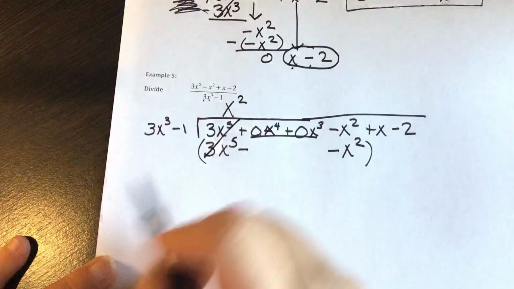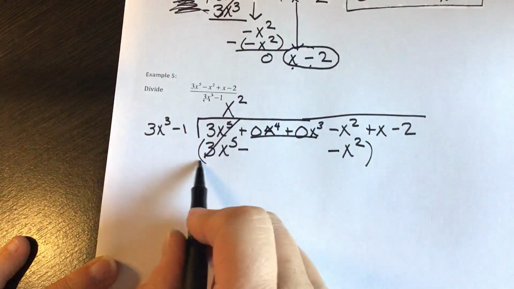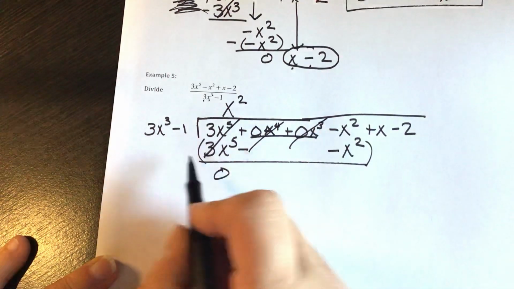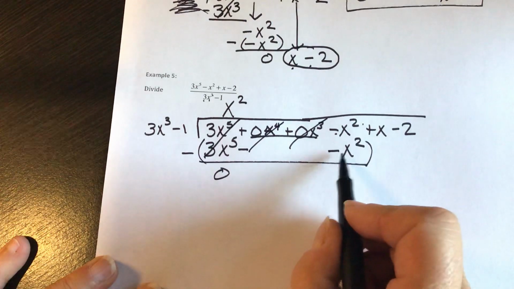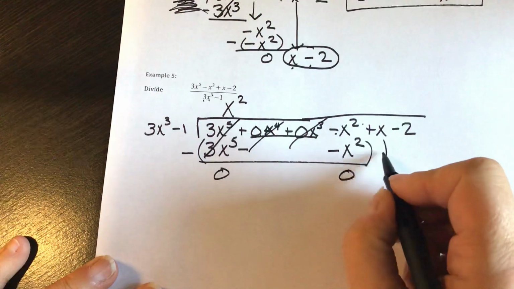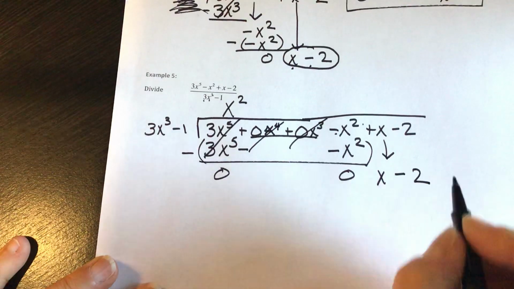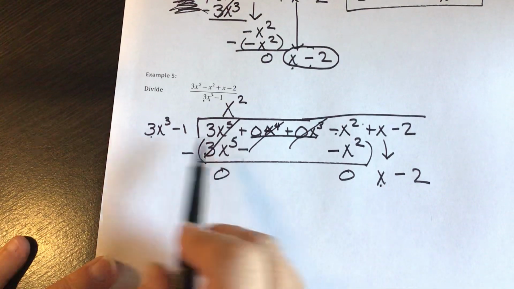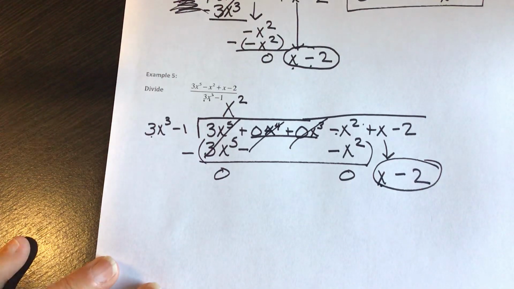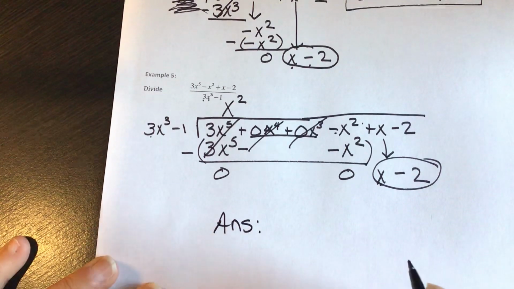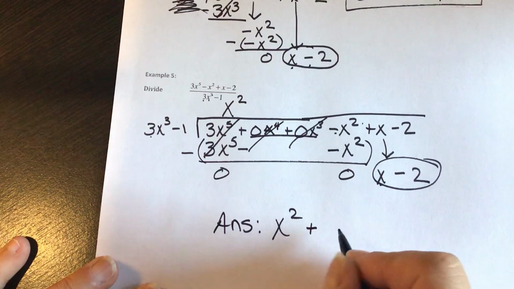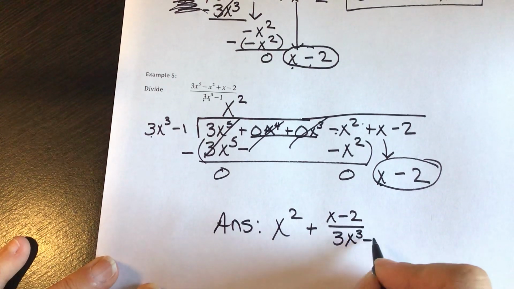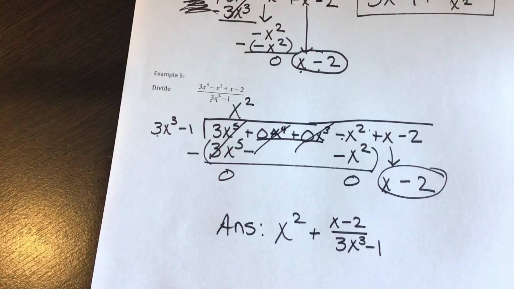All right, so the 3x to the fifth subtracts to be 0. I have no x to the fourths or x to the thirds. I have minus x squared minus x squared, so that's 0. And I'm going to bring down my x minus 2. So in this case, my 3x to the third does not go into x, so this is my remainder. And my answer will be x squared plus x minus 2 over 3x to the third minus 1. And that's it.